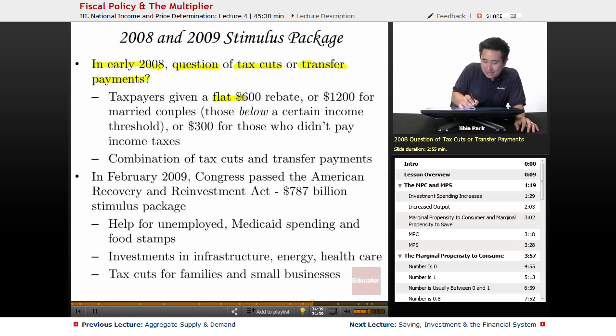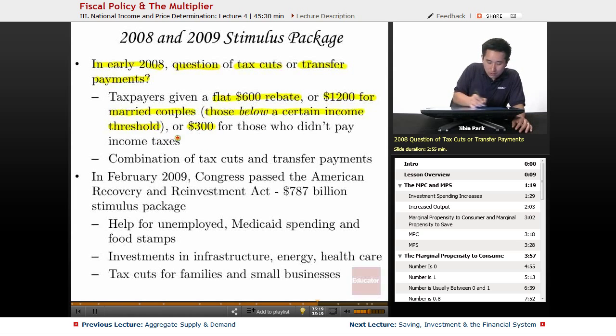Taxpayers are given a flat $600 rebate, or $1,200 for married couples. It's a nice boost on your tax return. You reduce your tax liability, but it only occurred for those below a certain income threshold. And again, the macro reasoning for that is that if you give Bill Gates, or Clayton Kershaw, someone who makes tons of money, an extra $1,200 or an extra $600, they're not going to spend it. They're just going to save it, right? So those with lower incomes will tend to spend more of their income. So that was the reasoning, maybe aside from the fairness argument.